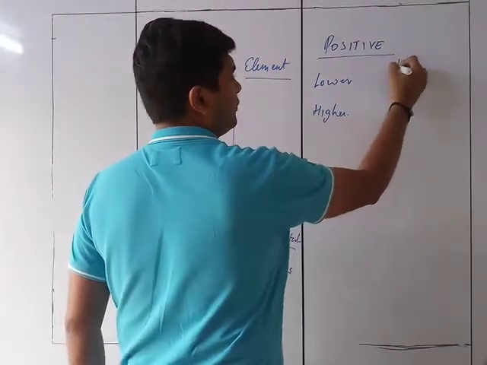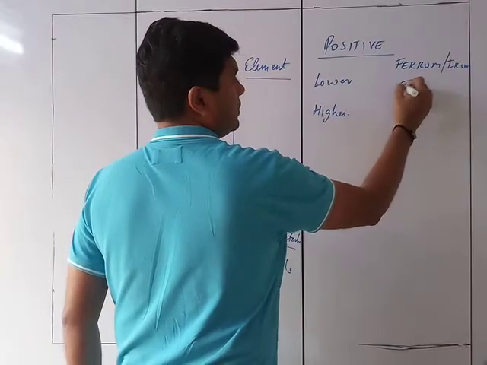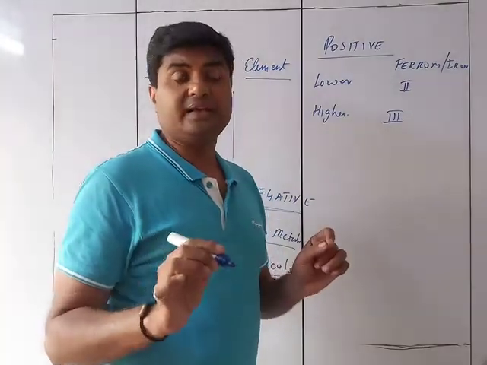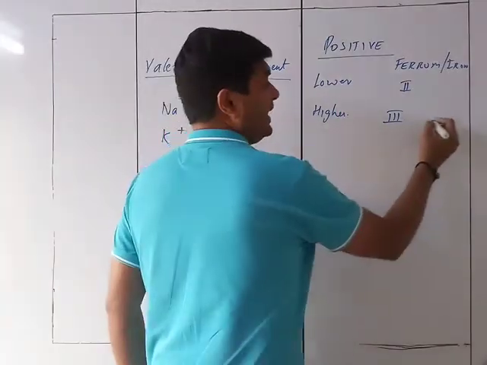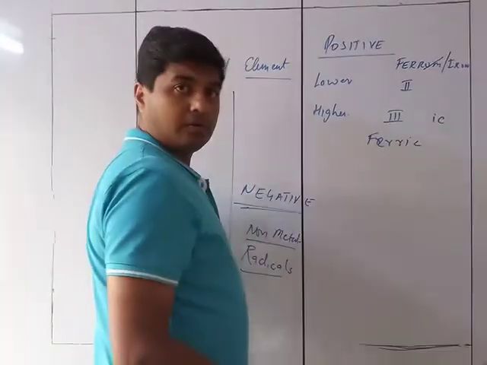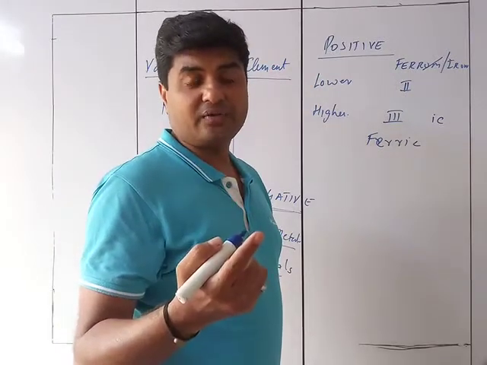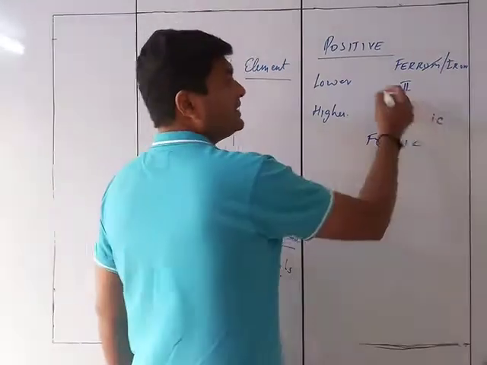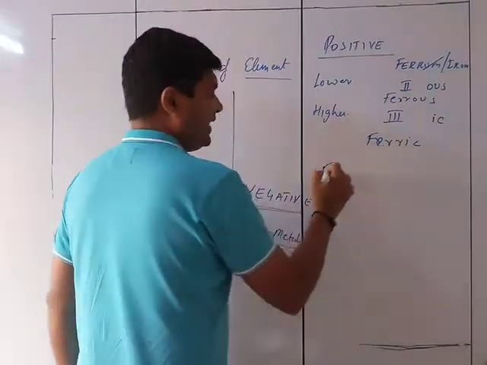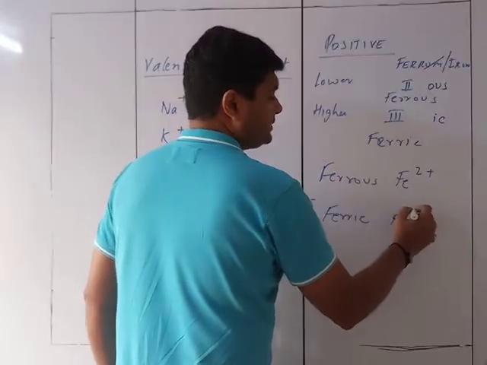Like for example, in case of ferrum, that is iron, it is either 2 or 3. Now the higher valency is given the suffix IC. That's why the UM gets cut and it becomes ferric. IC means higher. When IC is added at the end of that particular element, it is the higher valency. And if it is less, it is called OUS. So it is ferrous. Ferrous is Fe2 plus, and ferric is Fe3 plus.